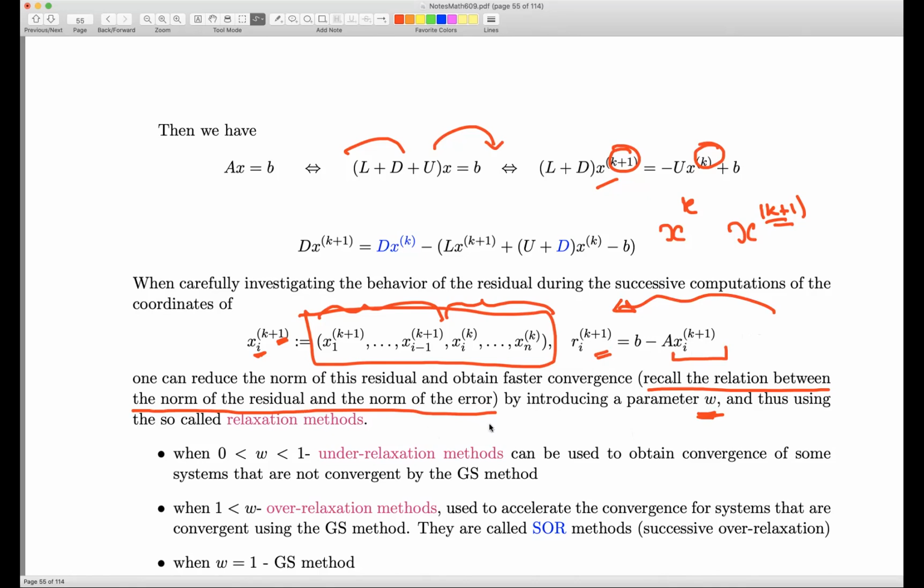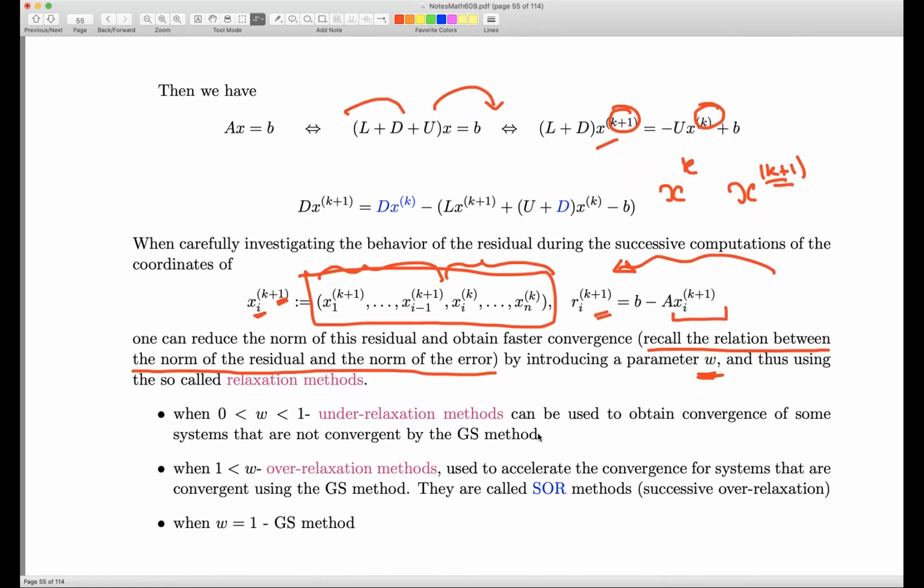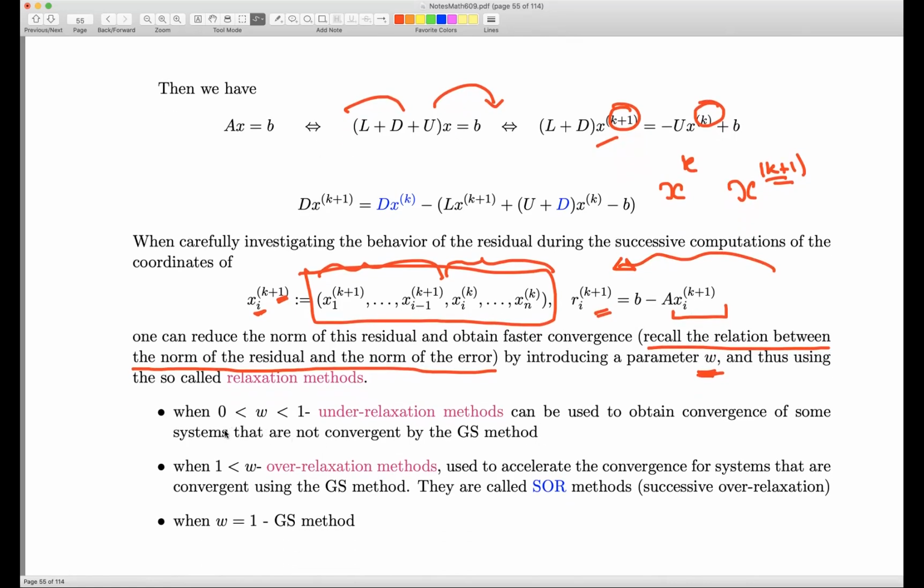And the parameter in the relaxation methods is omega. And when omega is between 0 and 1, these are called under-relaxation methods, and they can be used to obtain convergence of some systems that are not convergent if you use the Gauss-Seidel method, because the matrix that you end up with, BGS, will not have the properties that will guarantee the convergence.